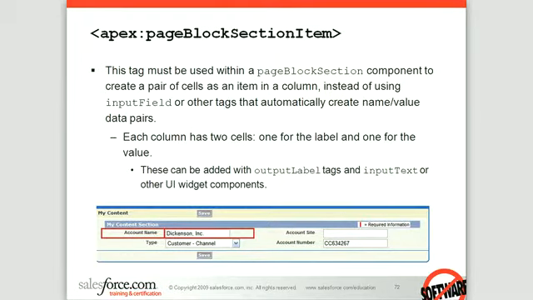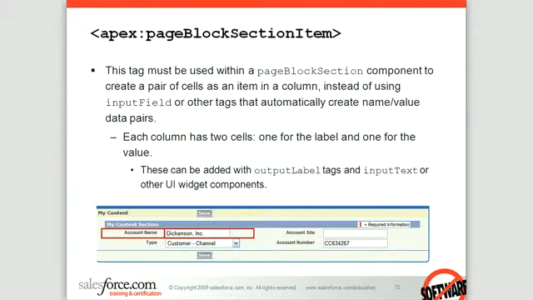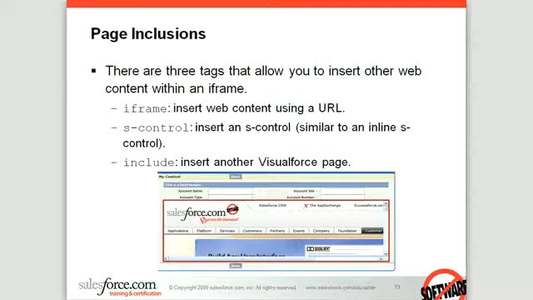Now, a page block section item is only for when you're not doing input fields or output fields. Those automatically take care of fitting within cells. But if you're doing those alternative controls, then you would place them within a page block section item. Like I said, we'll come back to that. A page block section item can have 2 child elements within it. Typically those 2 child elements are a label and then the web control that you would like to utilize, something like a select radio.